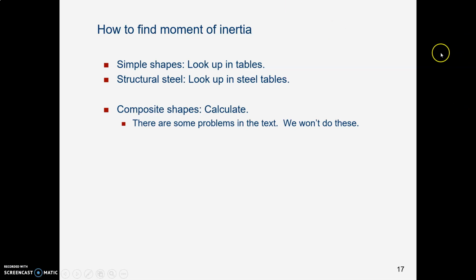Speaking of looking it up in tables, if you wanted to know the moment of inertia of a shape that you were working with, you wanted to know how stiff was that shape, you could look it up in tables, and we have one in our book. There are special shape tables for structural steel. AISC has given us those tables for all the steel shapes. If you're sticking a bunch of shapes together, you can calculate your own moment of inertia, and there's a section in our book where he shows us how to do that, but we are not going there.